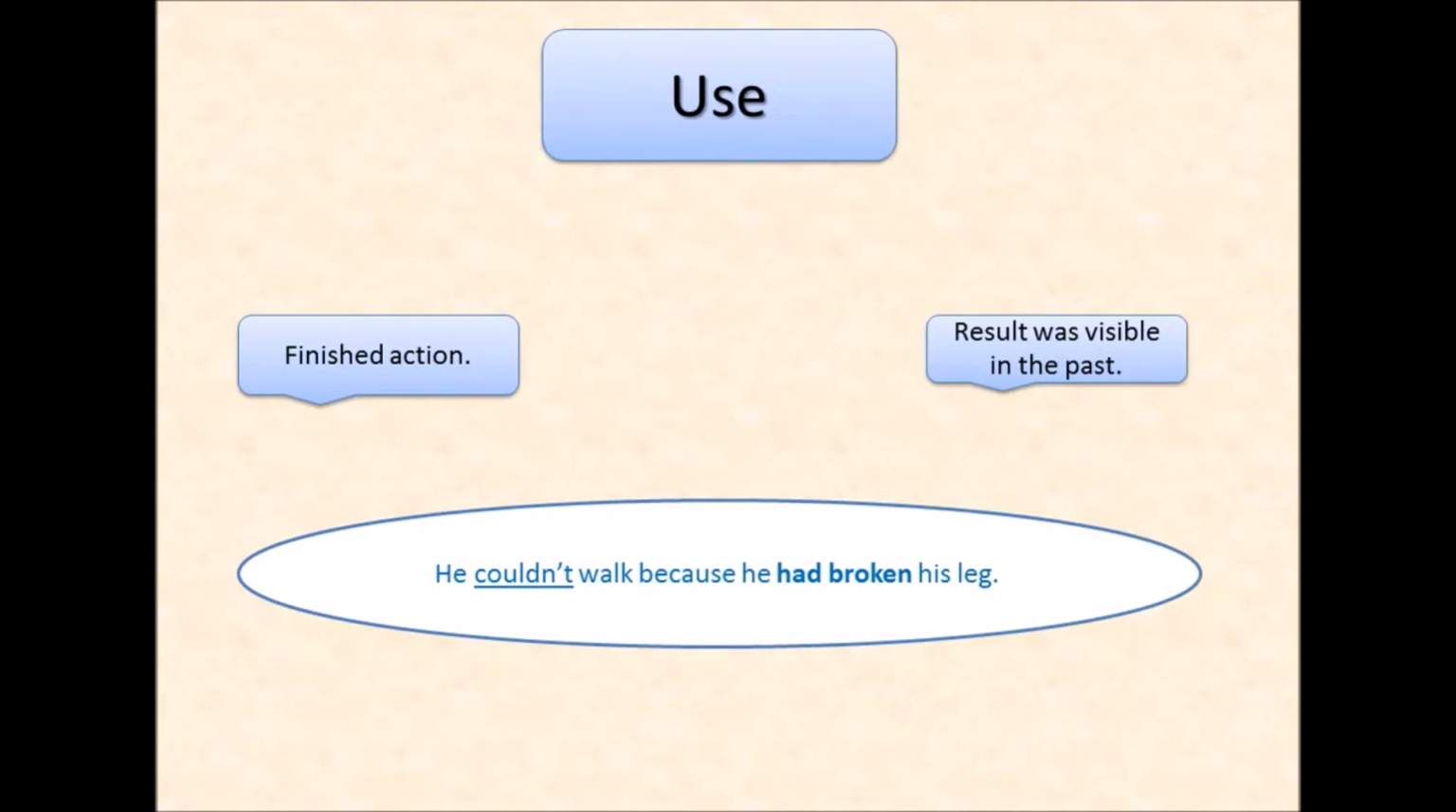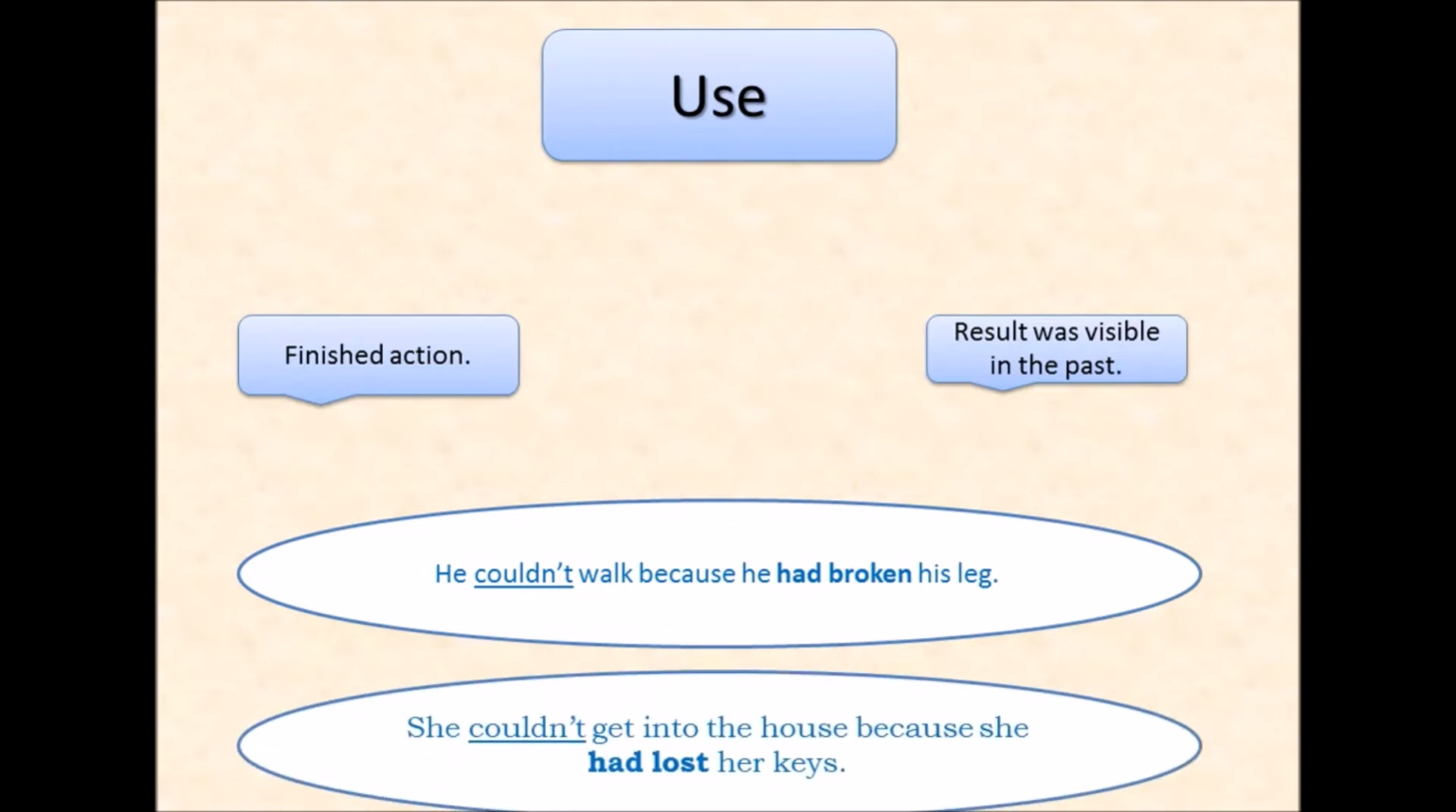We also use past perfect for an action which finished in the past and whose result was also visible in the past. He couldn't walk because he had broken his leg. This is a finished action, and the result was visible in the past too. He had broken his leg. There is another example. She couldn't get into the house because she had lost her keys.